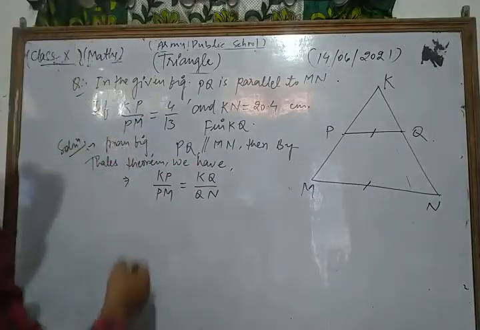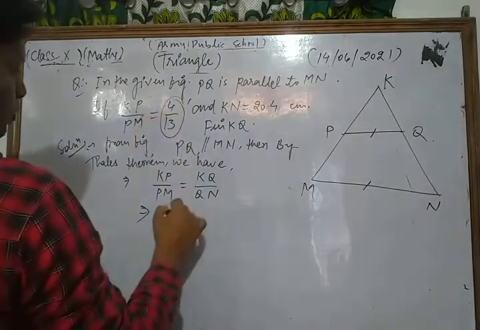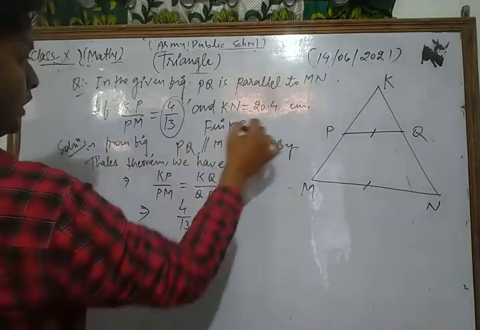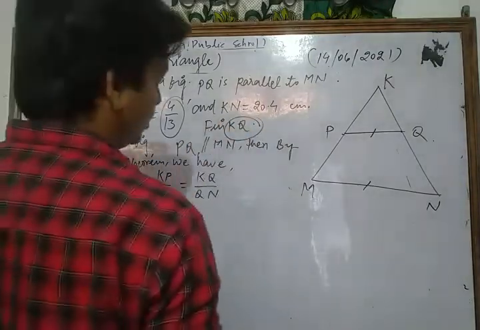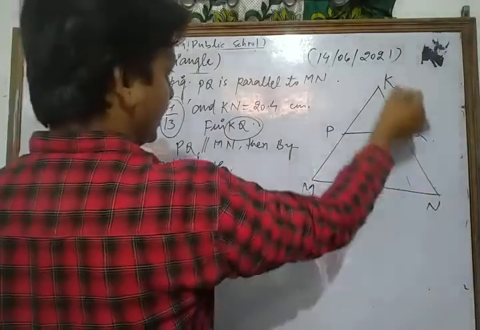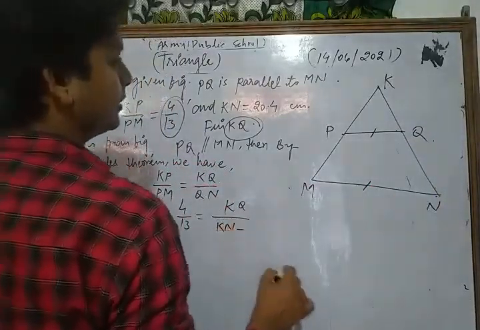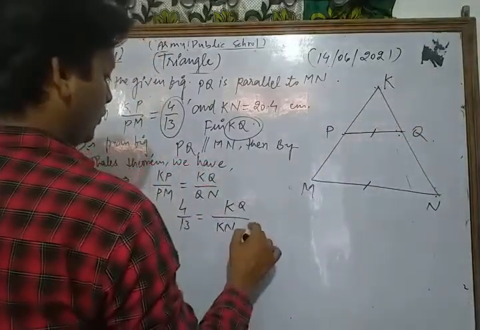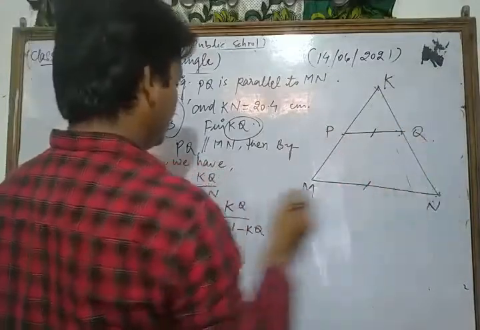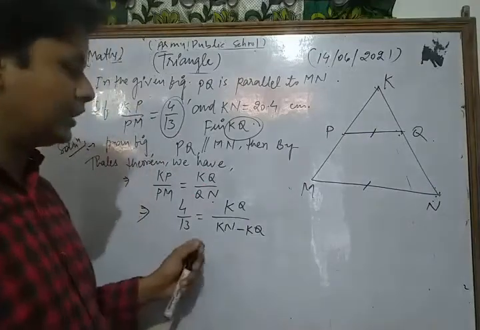Now look, KP upon PM is given as 4 upon 13, so here we write 4 upon 13. We have to find KQ, and QN is not given, so KQ we write as it is, and QN we can write as KN minus KQ from the figure. Now we put each and every value.